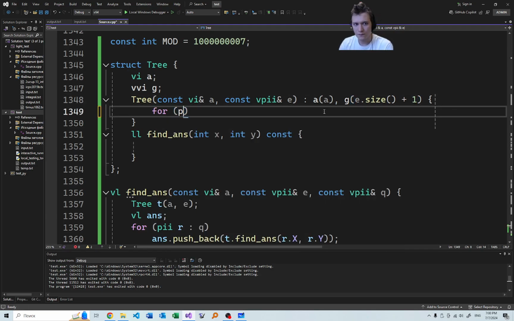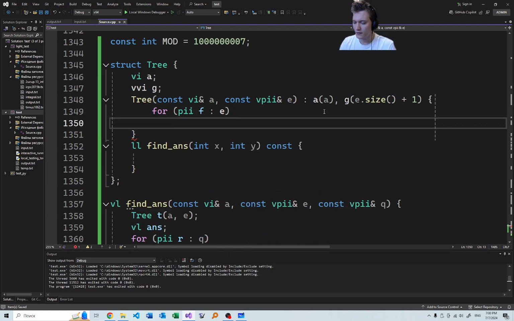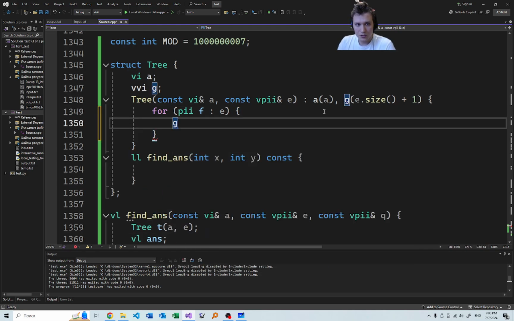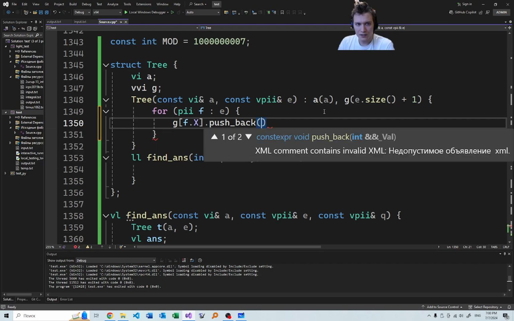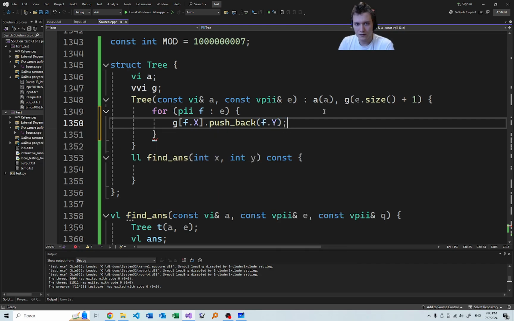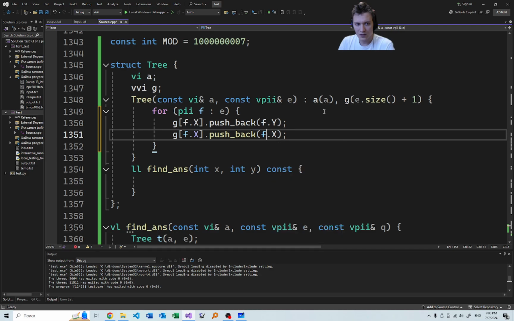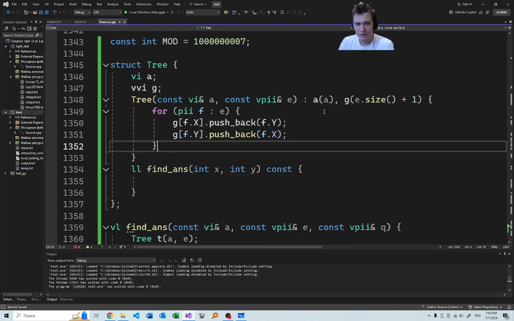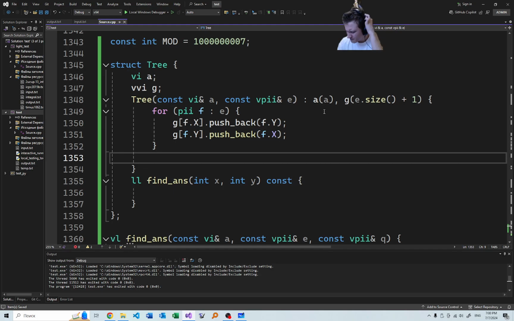So for each edge f from E, we say that g[f.x].push_back(f.y) and g[f.y].push_back(f.x). Then we need to make some parents for each vertex to find its parent, and it can be done via DFS.